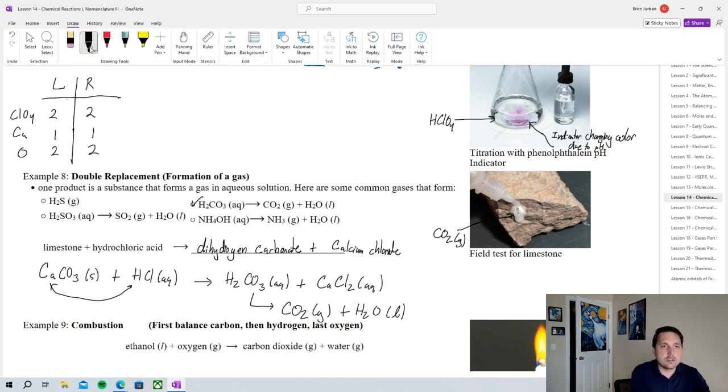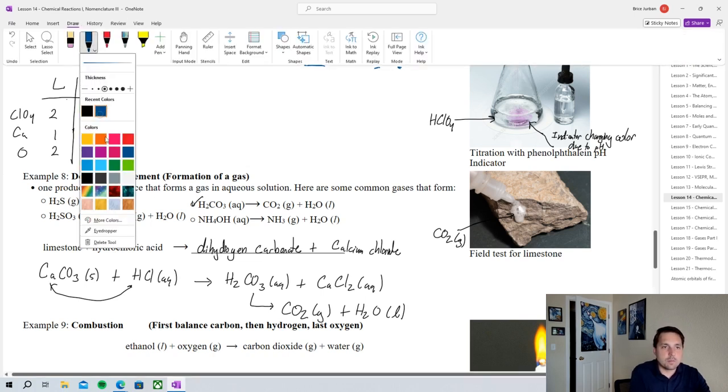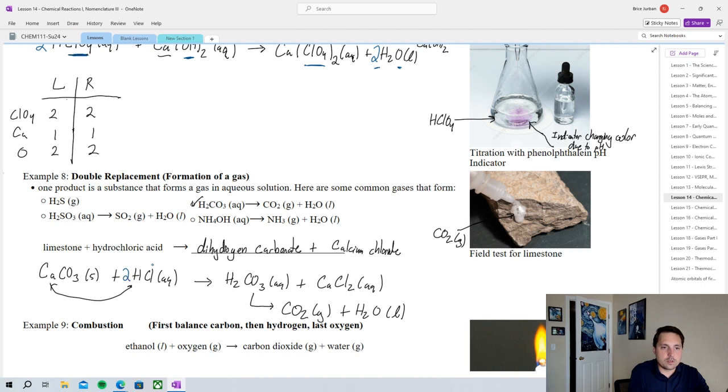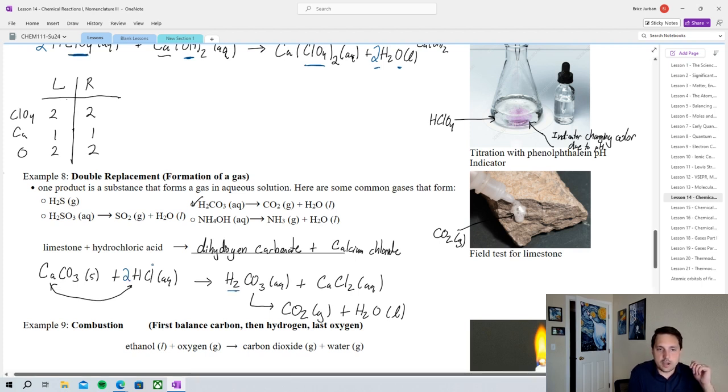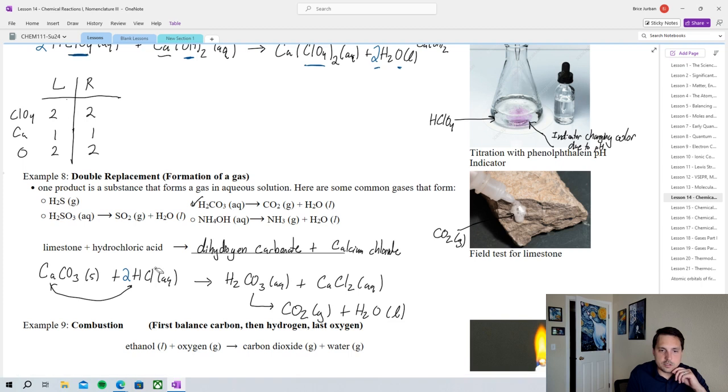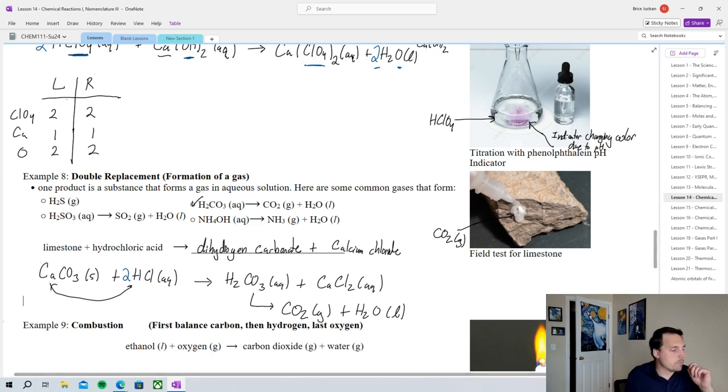So let's go and try to do that. As we can see here, there's 2 hydrogens that need to combine with carbonate. So we're going to put a 2 here. And then the right side's good here. And everything else looks good. So there's just, we need a 2 there. Cool.